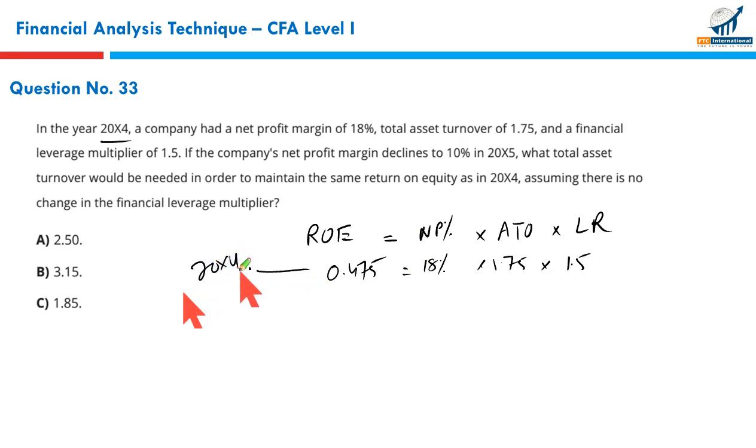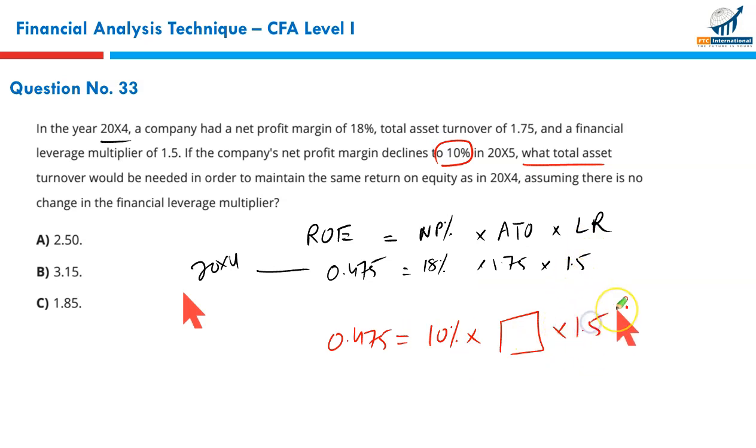Okay, this is related to 2004. What now? It says what total assets turnover would be needed in order to maintain the same return on equity. We need the same return on equity, 0.475. It says the return on equity has to be the same. What should be the new assets turnover? Net profit percentage has also fallen from 18% to 10%. Your leverage ratio hasn't changed. We just need to find this unknown.